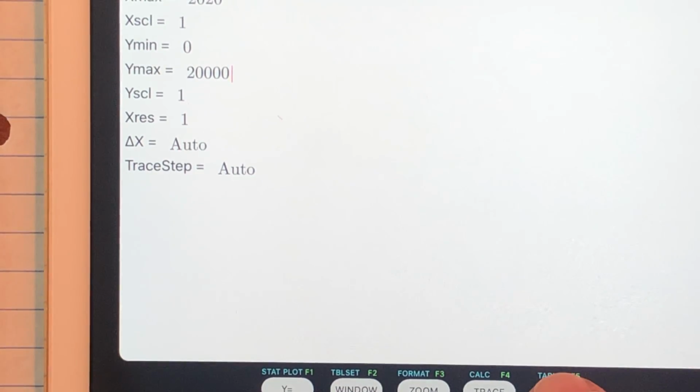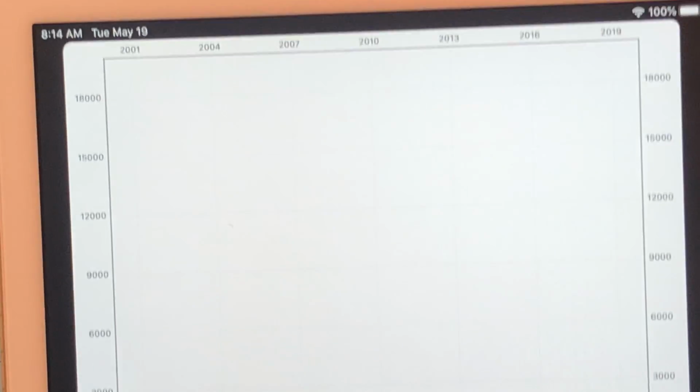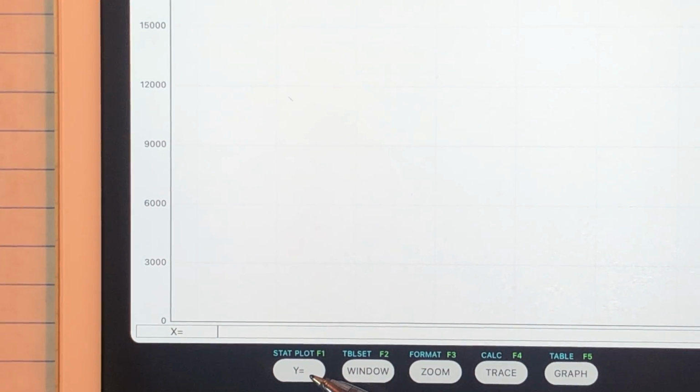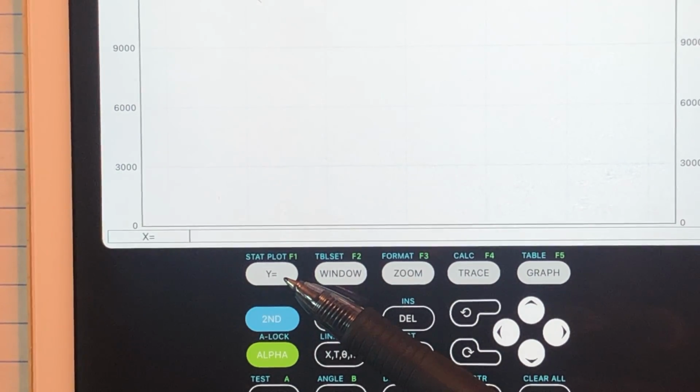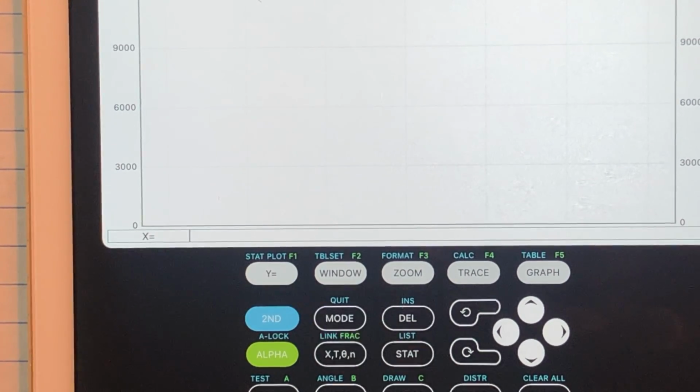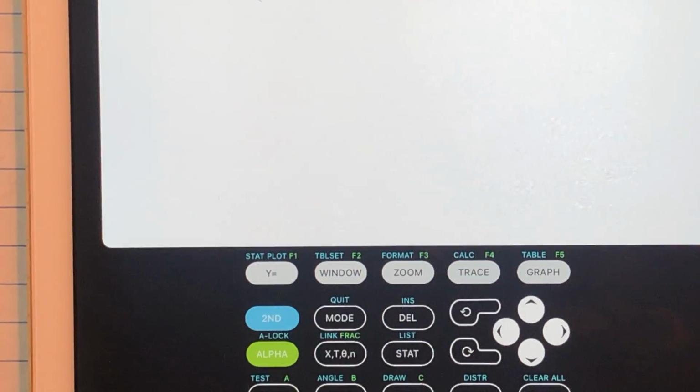And now if I hit graph, you can see I have my graph, but I don't have any points plotted. The reason for that is this button here. The second function of the very uppermost button on the left says stat plot. I have to actually turn my stat plot on. So I'm going to hit second and that button.